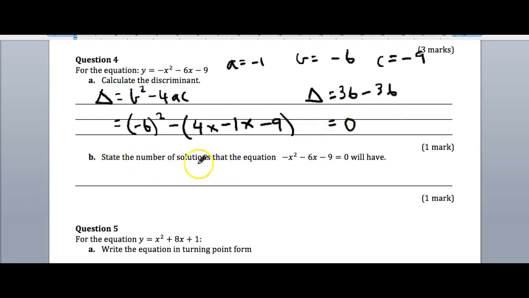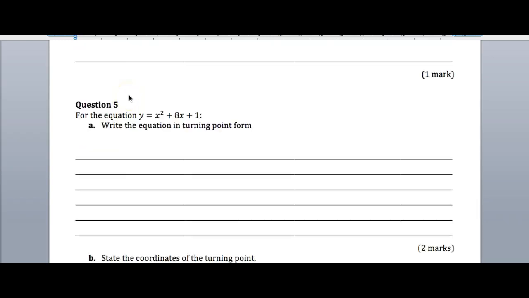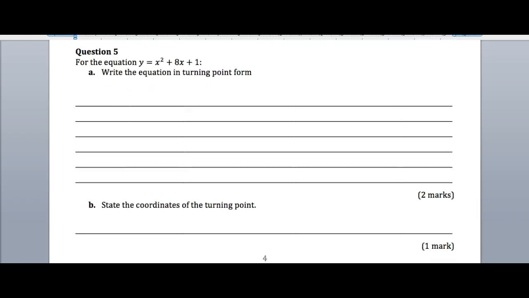State the number of solutions. If your discriminant is equal to 0, we have one solution. And you could probably work that out by factorizing this. I think you'd take out 3, so it should be negative times x plus 3 squared, by the look of it. Okay, let's move on anyway. Don't want it to be a long video.